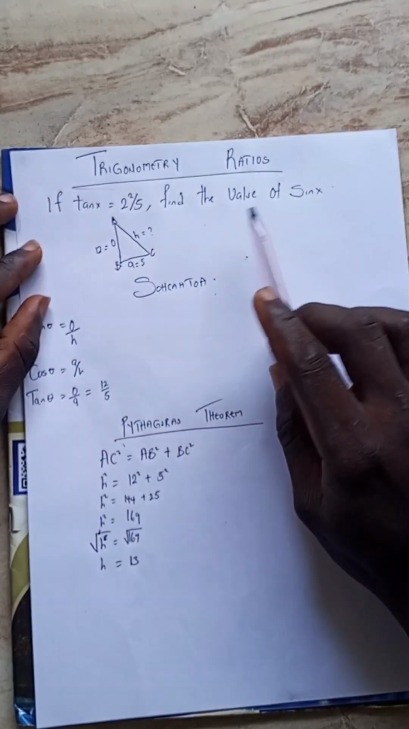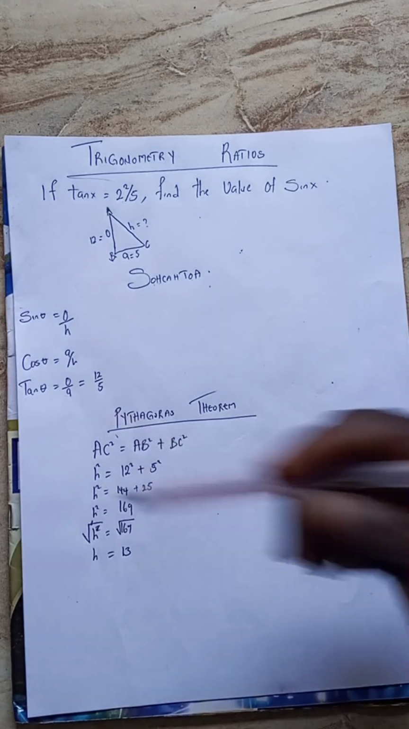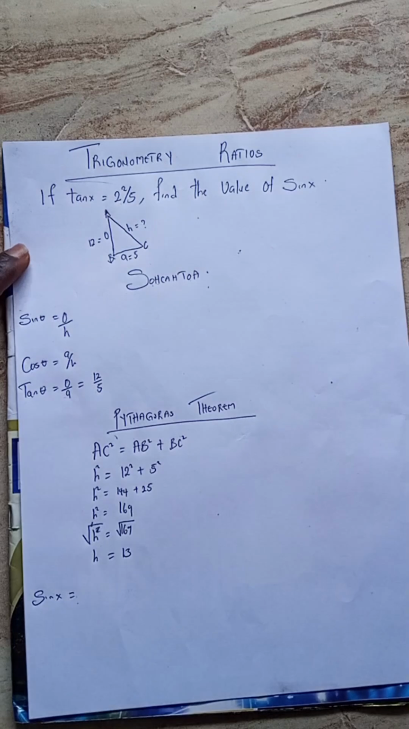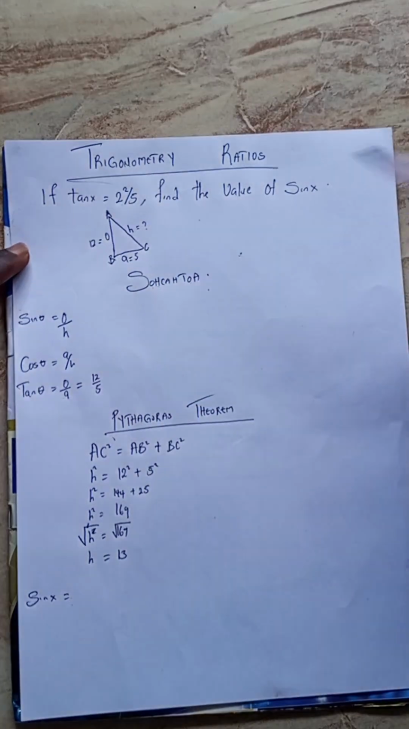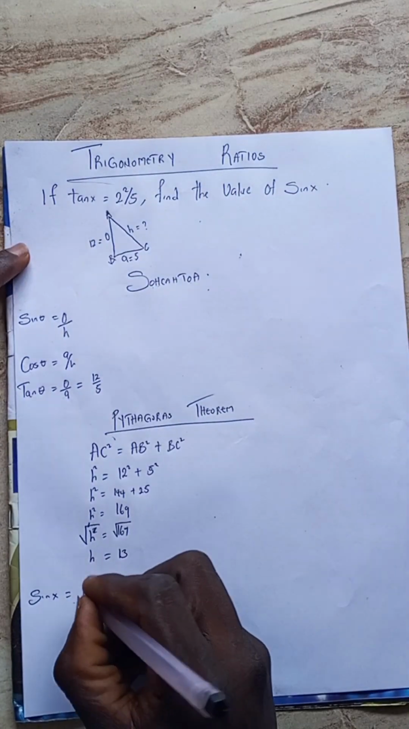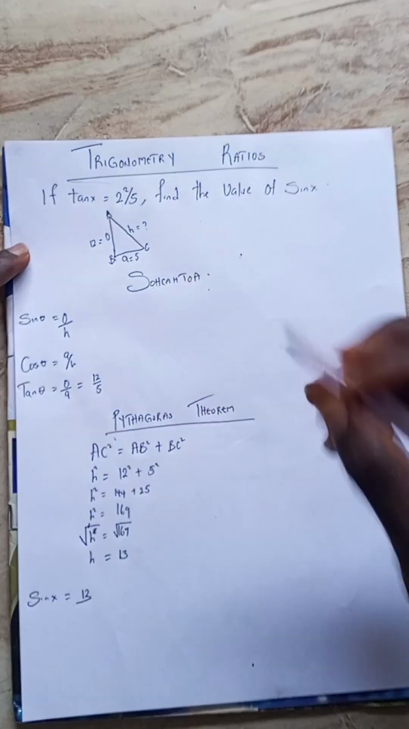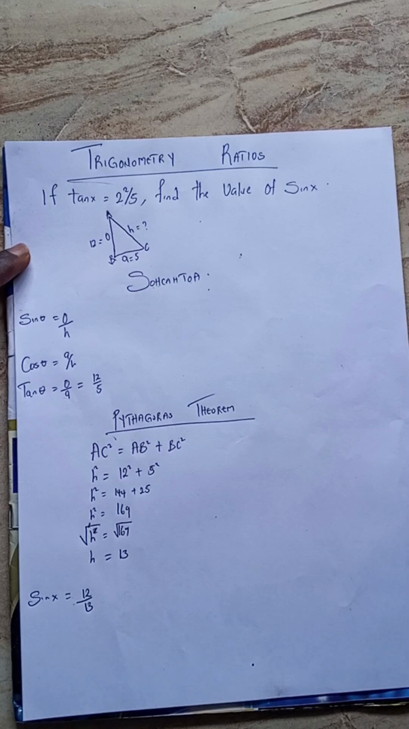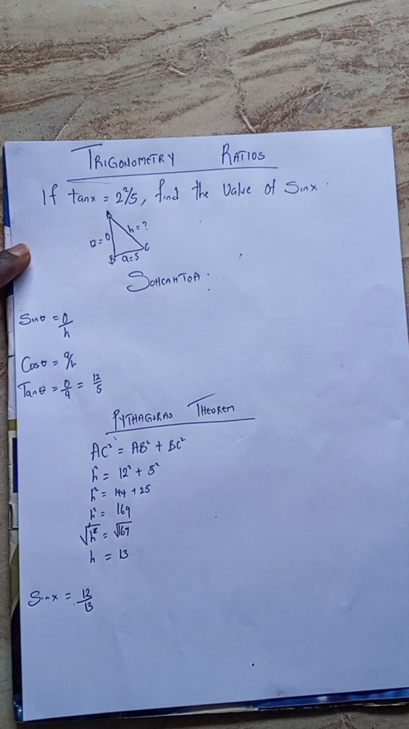The question says find the value of sin x. So what is our sine? Sine means opposite over hypotenuse. Opposite is 12, and our hypotenuse is 13. So the value of sin x is 12 over 13.